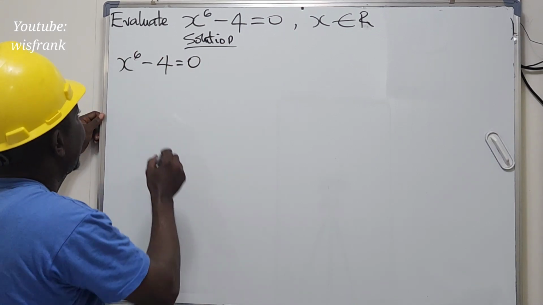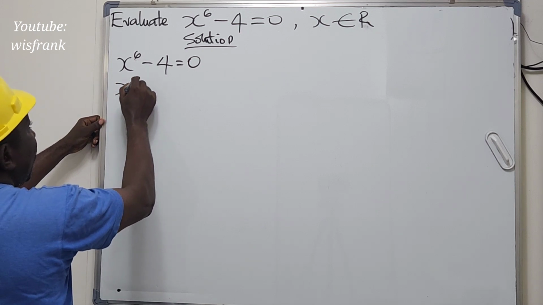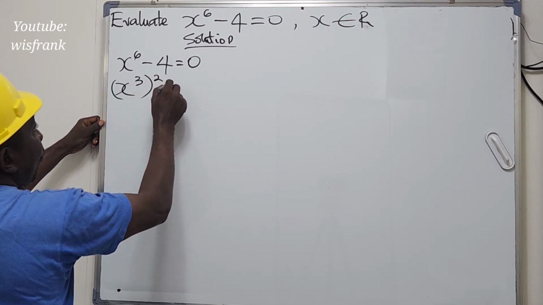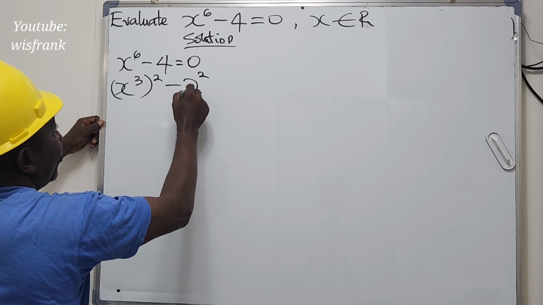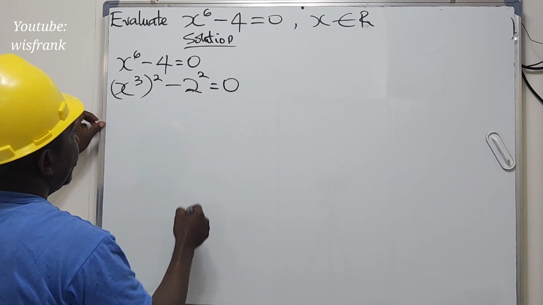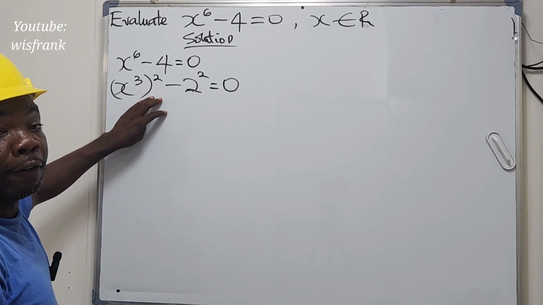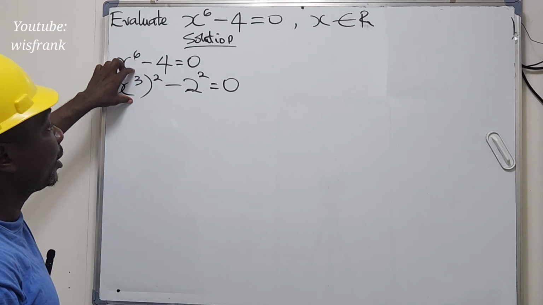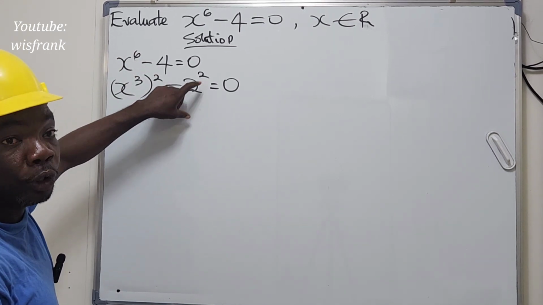Here we can rewrite this as (x to the power of 3) all to the power of 2 minus 2 to the power of 2 equals 0. So this is a difference of two squares, when you look at this parenthesis to the power of 2 and also 2 to the power of 2.